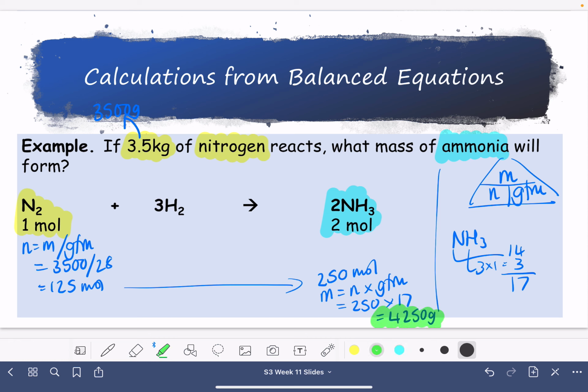Okay, so that's roughly what we need to do for these equations. All we're doing is we're using the mole ratio and we're calculating number of moles or masses using this relationship.